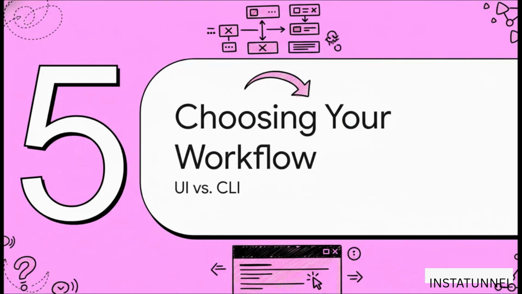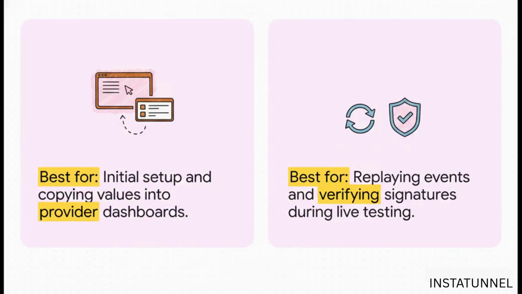So we've got two pretty distinct ways of working here, right? The super simple UI helper and the powerful, fast CLI. So the obvious question is, which one should you use and when? Let's break that down. This chart lays it out perfectly. Think of the UI helper as your go-to for that first step. When you need to get the endpoint URL into the Stripe dashboard, the UI is your best bet. It does everything you need to copy and paste. The CLI, on the other hand, is your workhorse for active development. It's built for speed, for automation, for that rapid, iterative process of testing, verifying, and replaying events over and over.